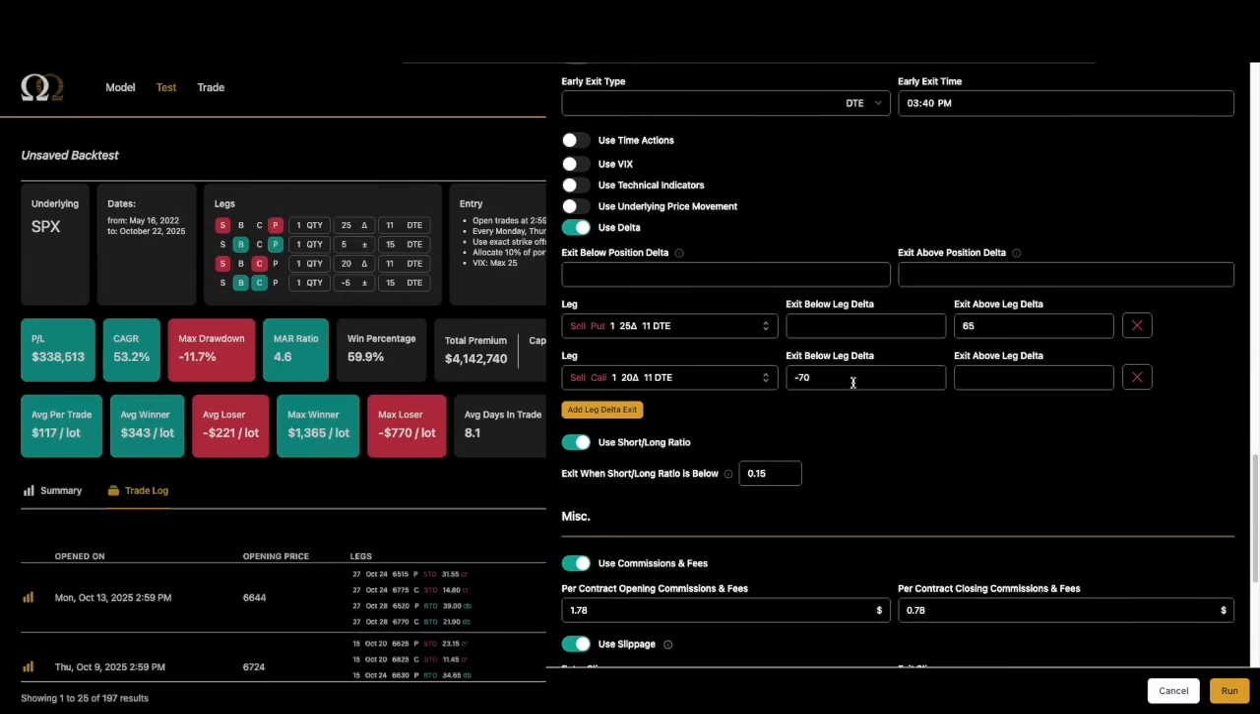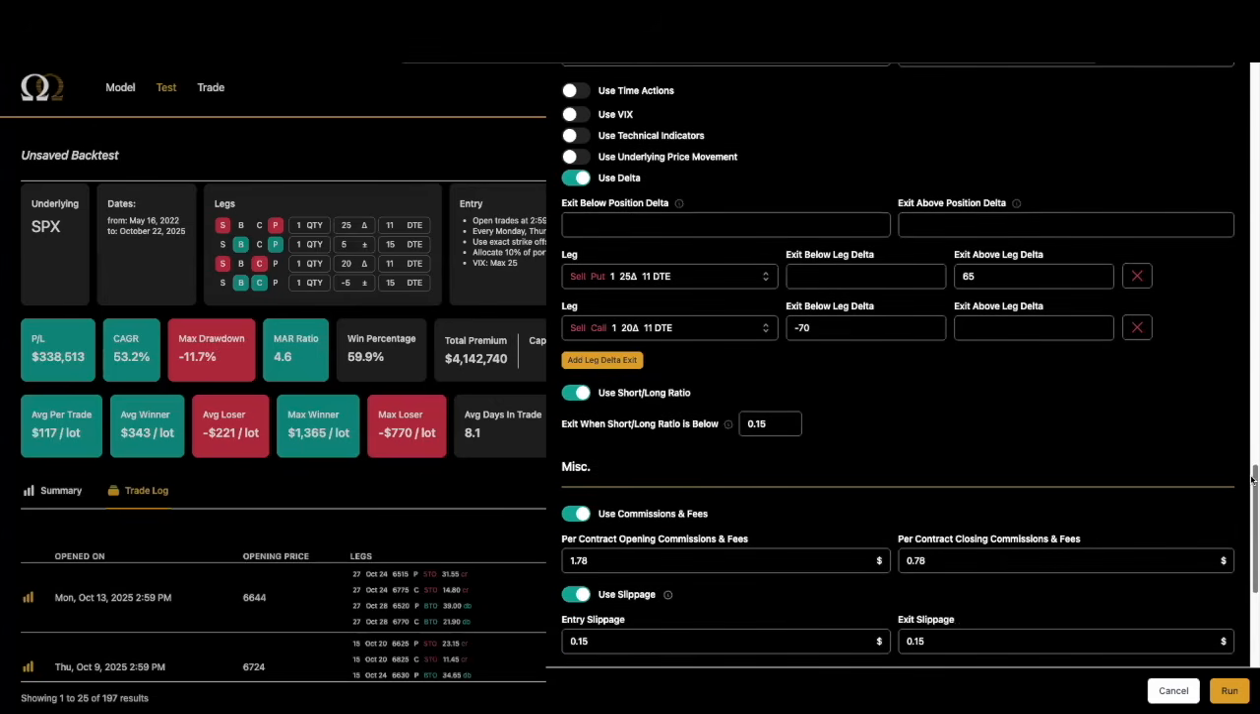Right? Use short long ratio. You want some juice in it. It's saying exit when short long ratio is below 0.15. What does that mean? There's no juice left. What are you doing? You're basically just long that strangle, right? Then you've got all types of volatility risk.